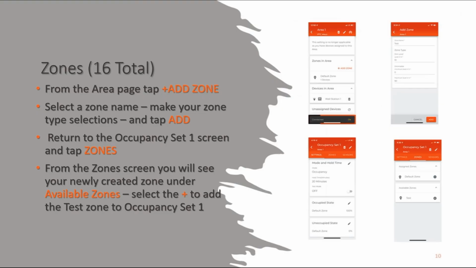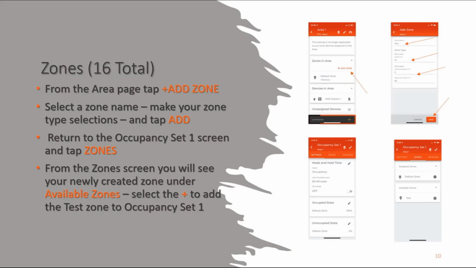Now let's review our zones. Remember, we can have up to 16 total. From the area page, tap the Add Zone selection. You will then select a unique zone name, and once the zone types are populated, tap the Add button to add your zone.